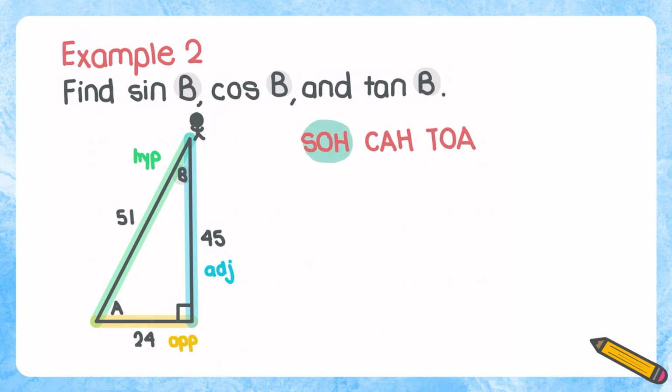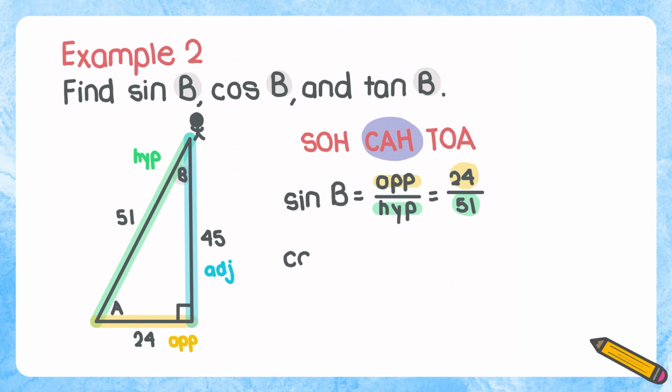First, let's focus on sine of B. So sine of B equals the opposite side over the hypotenuse. Our opposite side has a length of 24, and the hypotenuse has a length of 51. So sine of B equals 24 over 51.